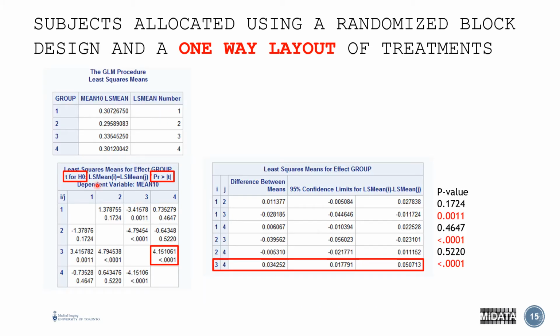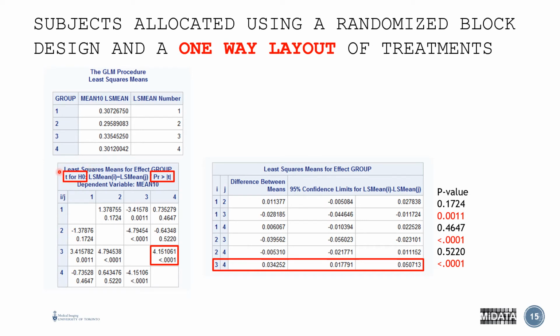Okay, looking at the least square means again. In this case, we're back to the numbering of 1, 2, 3, 4 because we're using the group variable. As you know, the ones we're interested in are group 3 and 4, which is red, no exercise, green, no exercise. Down here, we're looking at the matrix of the comparison, the pairwise comparisons between the groups.